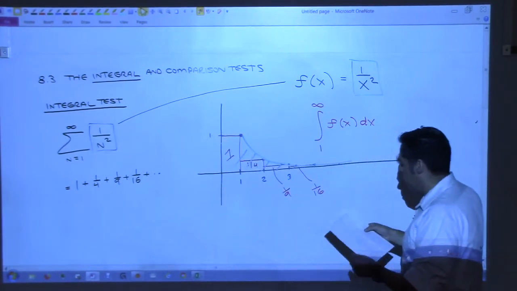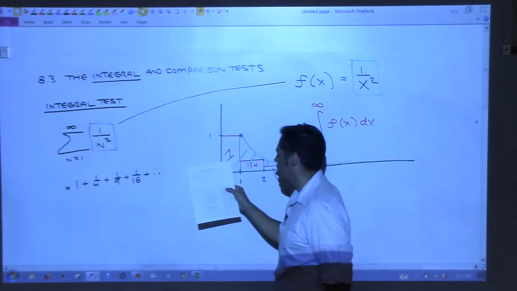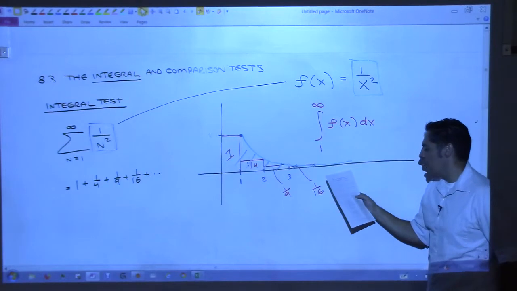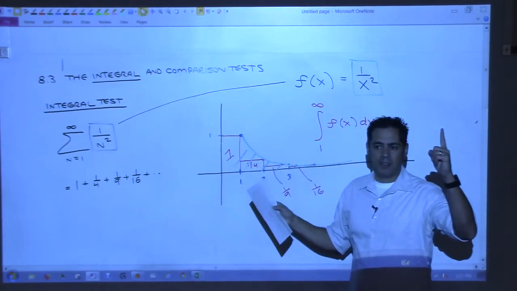Now, to the side, do you see on the right side with the comments, it says something over there? This is a comment, but it's very important. It says the function f obtained from the sequence a sub n must be continuous.